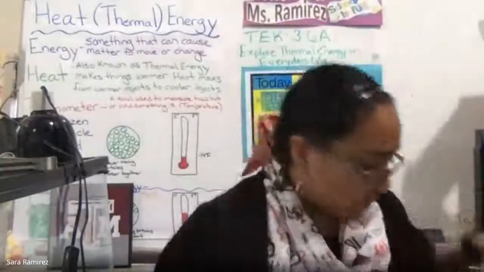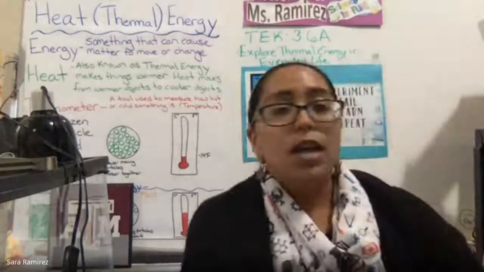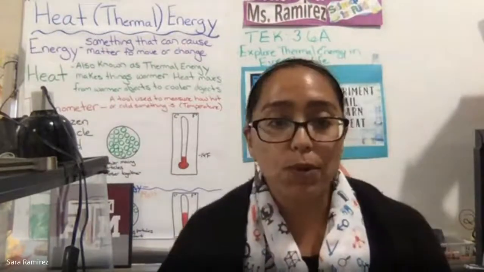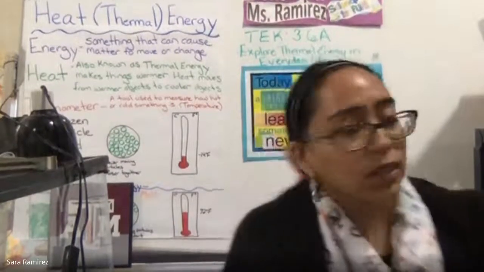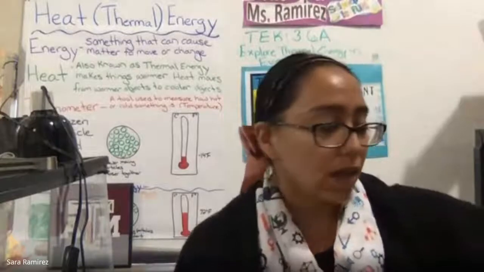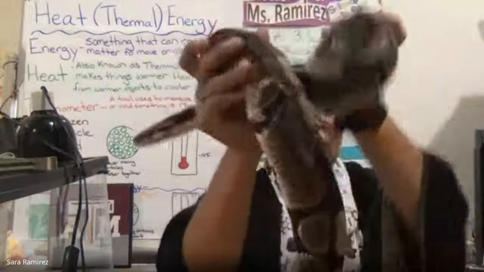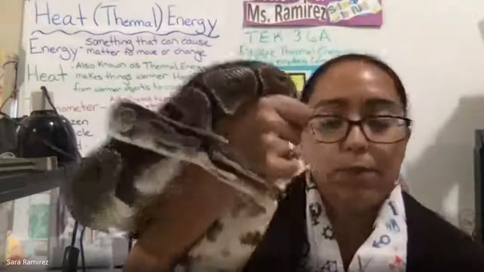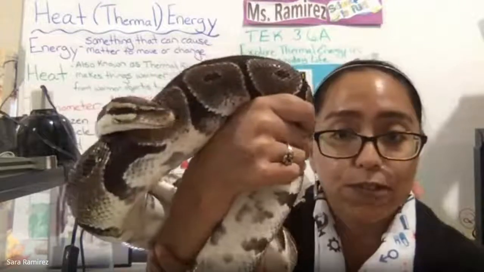Now, the next thing we're going to look at is how our animals here at the Environmental Center depend on heat or thermal energy. So I have an animal friend to show you guys. Her name is Pelota, and she is a ball python. They get that name because when they are scared, they will curl into a tight ball. Now, a lot of our reptile friends depend on thermal or heat energy for their survival.